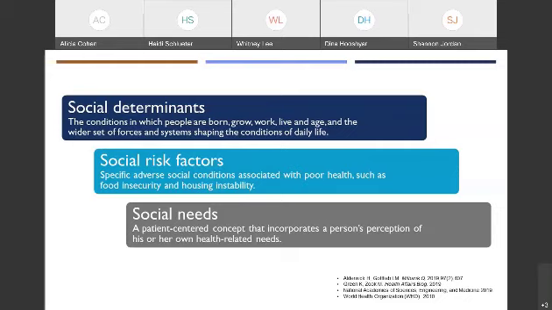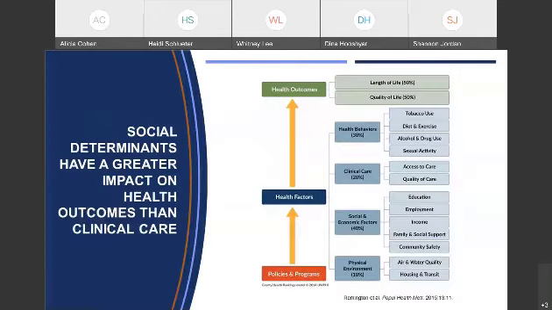So now that we've reviewed definitions, I want to talk a bit about why we should address social determinants, risk factors, and needs in healthcare settings. Although 95% of US healthcare resources are spent on direct medical services, up to 80% of modifiable variation in health outcomes are rooted in social and economic determinants, health behaviors, or the physical environment. And only 20% are attributable to clinical care.